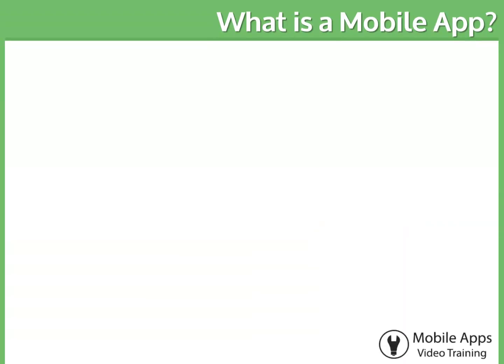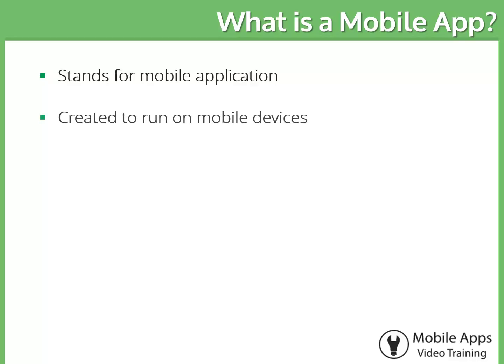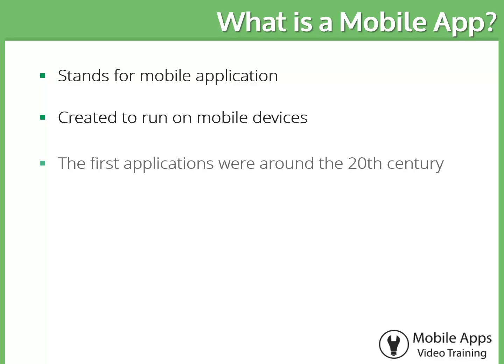What is a mobile app? The phrase mobile app stands for mobile application. It is application software that is created to run on mobile devices such as smartphones and tablets. The first mobile applications were around as early as the end of the 20th century.